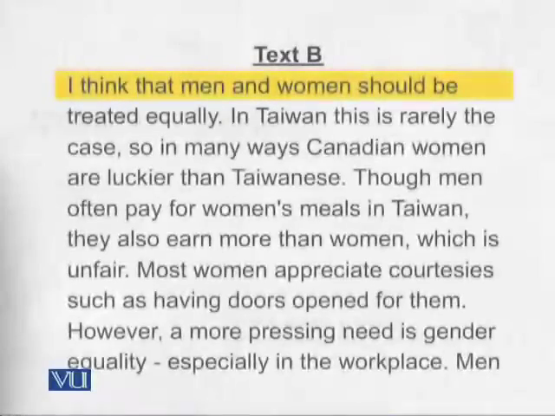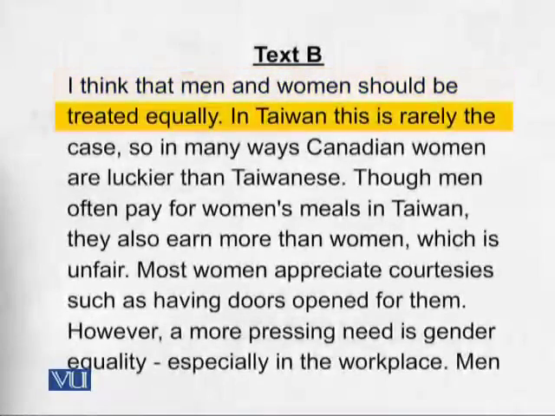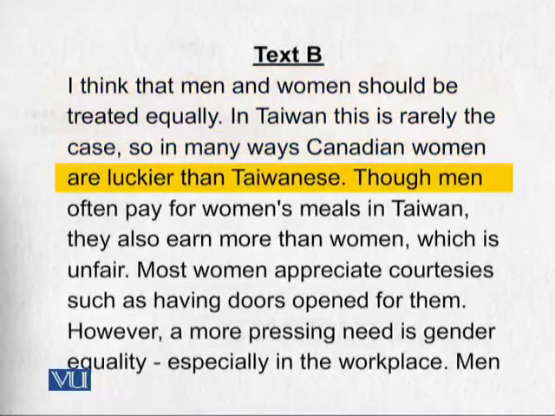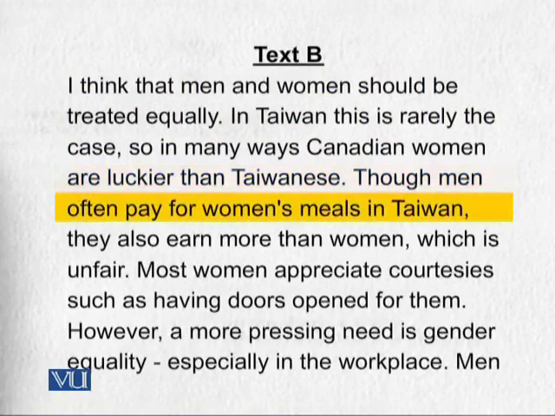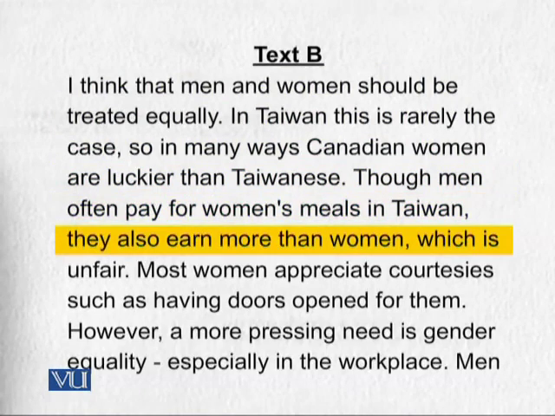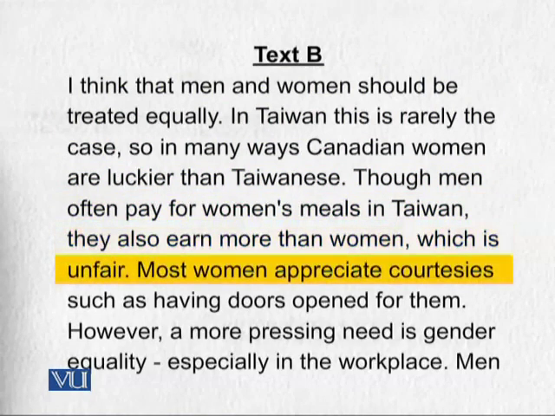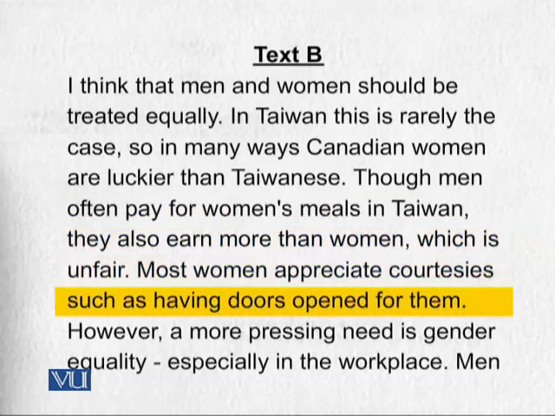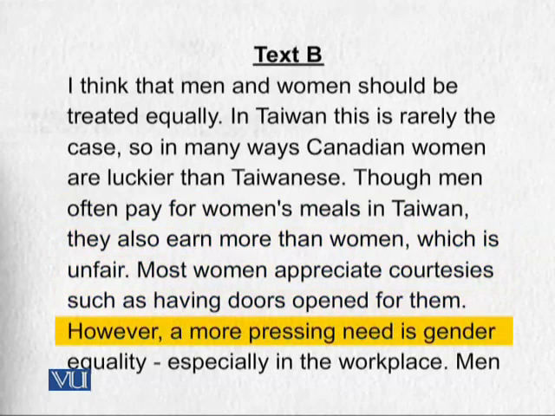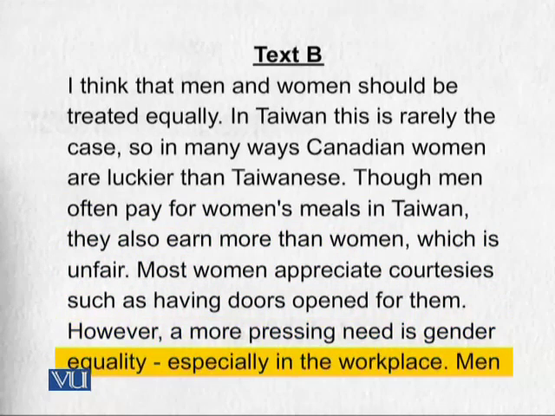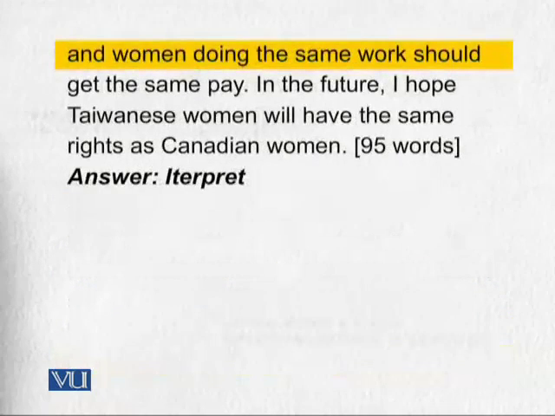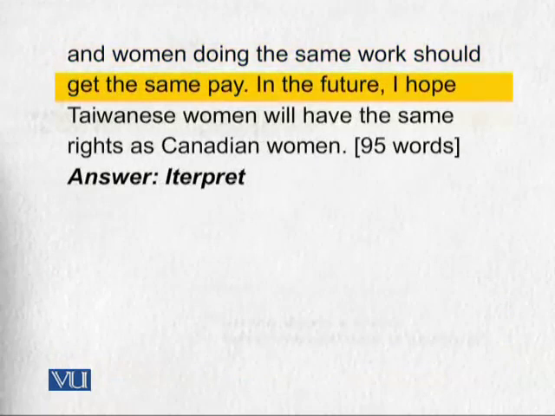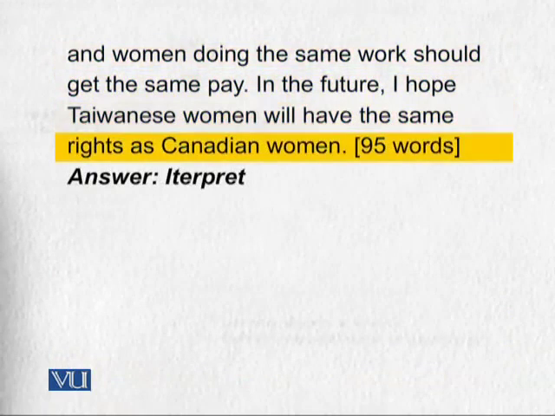So in here, how it goes: I think that men and women should be treated equally. In Taiwan, this is rarely the case. So in many ways, Canadian women are luckier than Taiwanese. In the original text, it was not mentioned anywhere who is lucky and who is not. Though men often pay for women's meals in Taiwan, they also earn more than women, which is unfair. Most women appreciate courtesies such as having doors opened for them. However, a more pressing need is gender equality, especially in the workplace. Men and women doing the same work should get the same pay. In the future, I hope Taiwanese women will have the same rights as Canadian women.